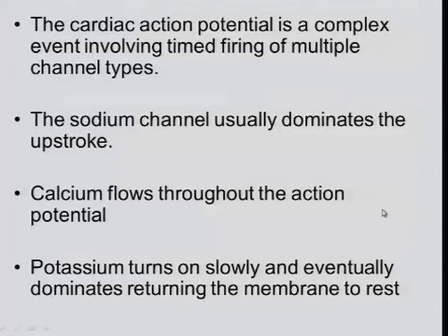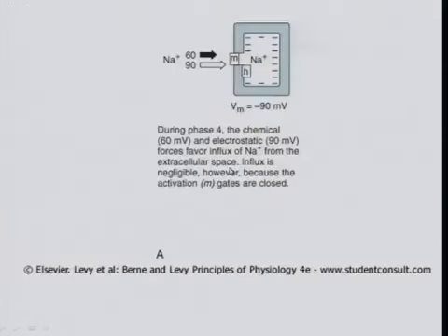So we have this cardiac action potential. It's a pretty complicated event. It involves multiple channel types. That is, the different molecules open at different times in a synchronized way to fire an action potential. That varies with the region of the heart. But in virtually all tissue, except for those slow tissues, we have some things in common. The sodium channel usually dominates the upstroke. For all the working myocardium under normal circumstances, the stuff that actually does the contraction and goes fast, that fast tissue, is dominated by sodium currents. Calcium flows throughout the action potential, except for the very late phases of it. And potassium turns on slowly and eventually dominates and returns things down to that resting membrane potential when we are near rest. So how does a channel work?